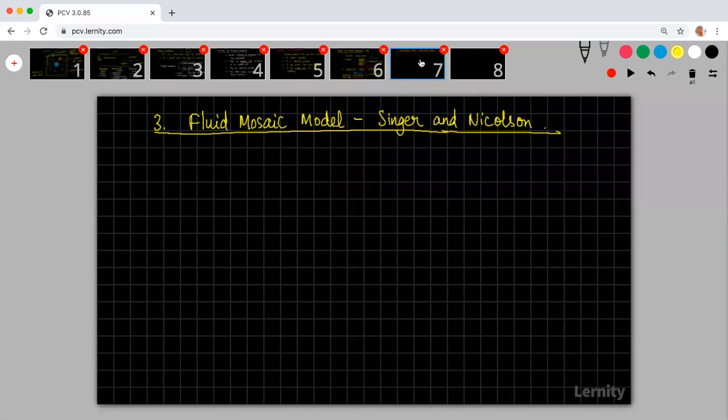So moving on further, the fluid mosaic model. Please draw this diagram which I'm going to draw. So you'll draw tail-like structures like these.